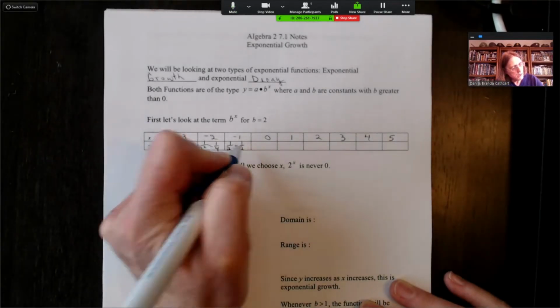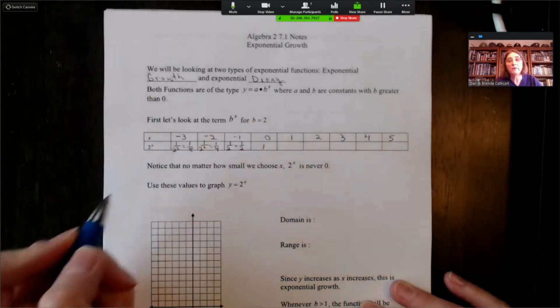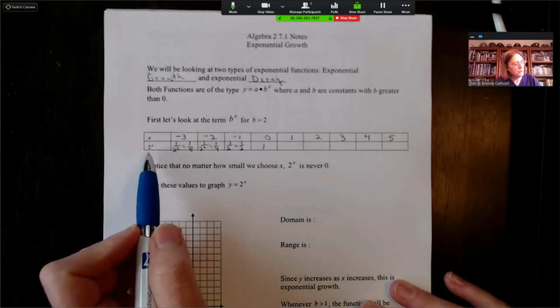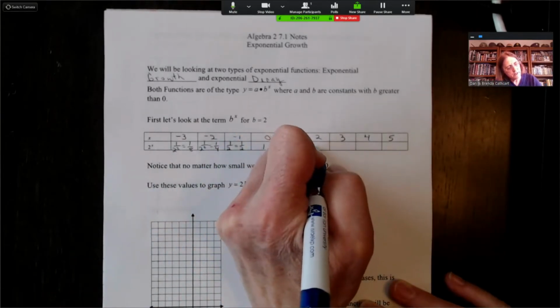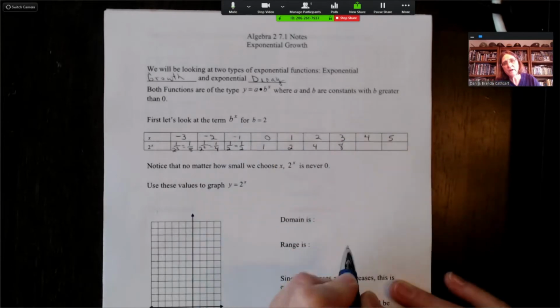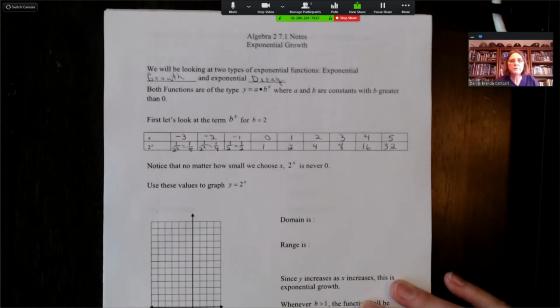Finally, 2 to the 0, anything to the 0 power is 1. And then going through powers here, 2 to the 1st is 2, 2 to the 2nd is 4, 2 to the 3rd is 8, 2 to the 4th is 16, and 2 to the 5th is 32.